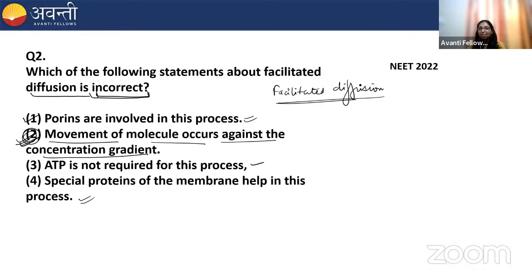If the movement of the molecule is facilitated by a specific protein and that movement is along the concentration gradient, that movement is passive and does not require any energy. That movement is known as facilitated diffusion. I hope it is clear now. Contiguous means they are adjacent, very close to each other. I hope it is clear now.